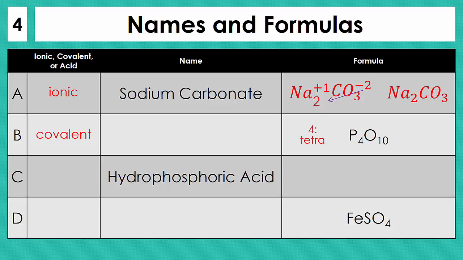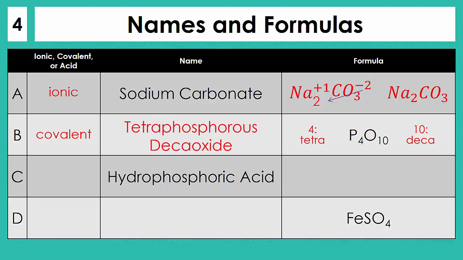And then for oxygen, I've got 10 of them. So the prefix is deca. So I string that together, and I get tetraphosphorus decaoxide. For decaoxide, the oxygen becomes oxide, and there's 10 of them.